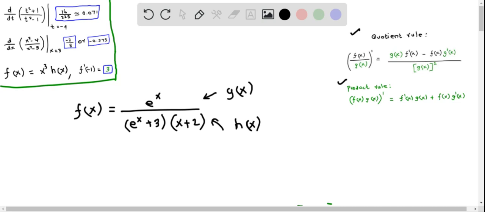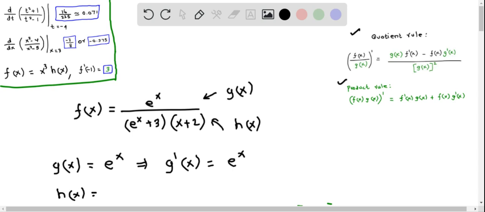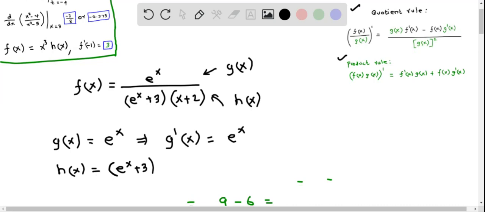In the quotient rule, we basically have to find the derivative of the numerator as well as the denominator expressions. So first let me write down g of x, and this equals e power x. This implies I can find its derivative, g prime of x, which equals the derivative of e power x, that is e power x. And then we consider the denominator expression as h of x. So I write h of x equals e power x plus 3 times x plus 2.